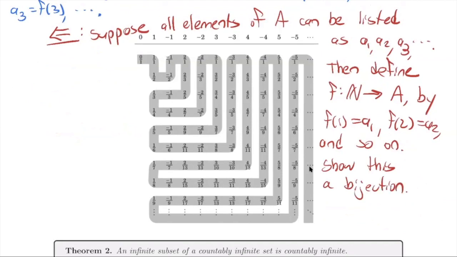There are some details left here. You would need to show that this is a bijection, namely that if we have two different inputs, then they should have two different outputs, as well as every element in A should be mapped to by this map. You can verify both of those properties about this map. Okay, any questions?